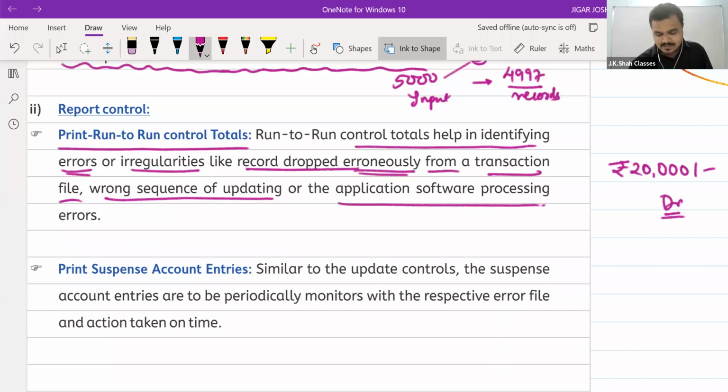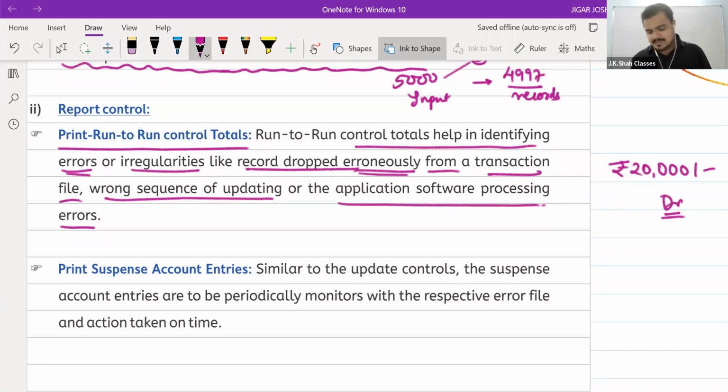And last but not the least, my dear chartered, is application software processing error. What is an application software processing error? Sir, the application is behaving in a weird manner because of some coding error, where the application has been asked to do addition, it is doing subtraction. Then also we will never get the proper output. Do you agree with me, my dear chartered? Yes, sir. Now this is, people, print run-to-run control totals. Please refer to this perfectly.